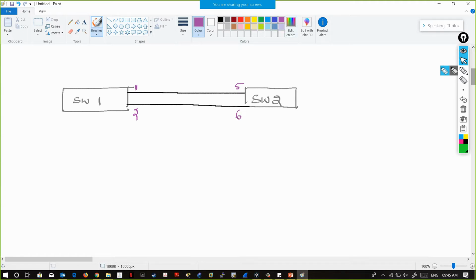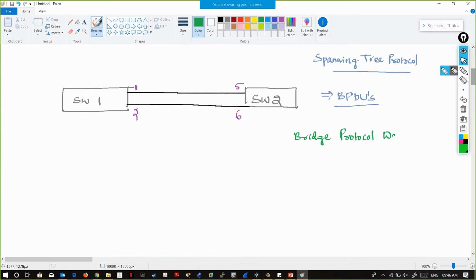Okay, so by default, spanning tree protocol is enabled on all the switches. It is enabled on all the switches. So what will happen is this switch and this switch, both switches, spanning tree protocol uses BPDUs, that is bridge protocol data unit.